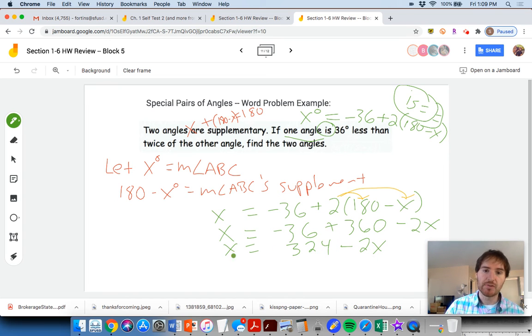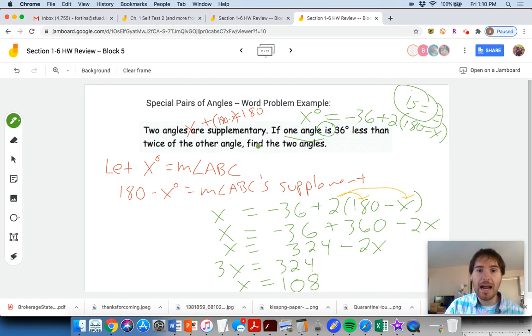I've got my minus 2x. Now I'm going to add 2x to both sides, plus 2x to both sides, and I get 3x equaling 324. Now I divide both sides by 3. So 3 goes into 300 100 times, and 3 goes into 24 8 times. So x is going to equal 108.